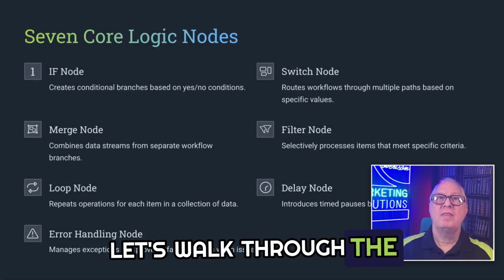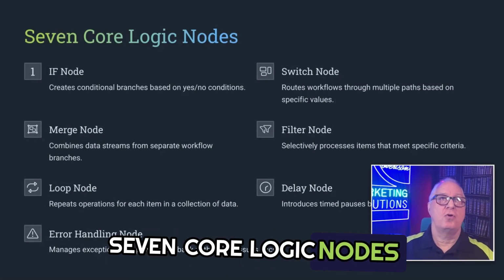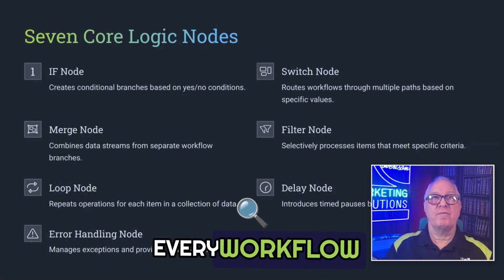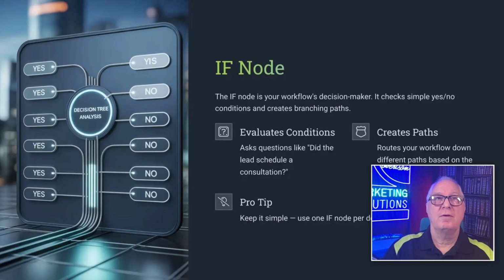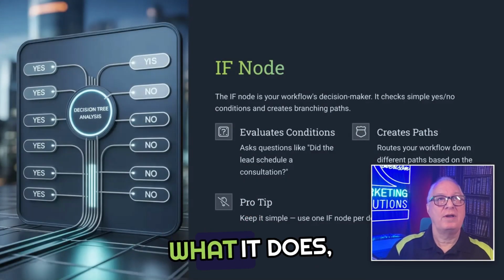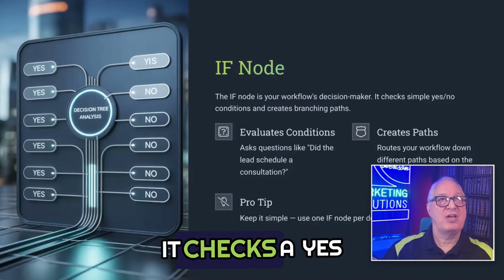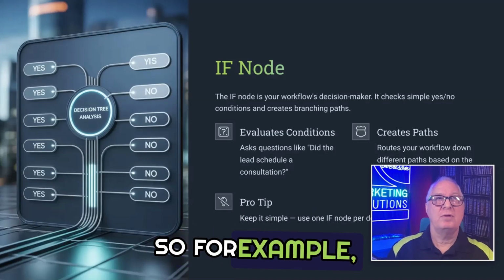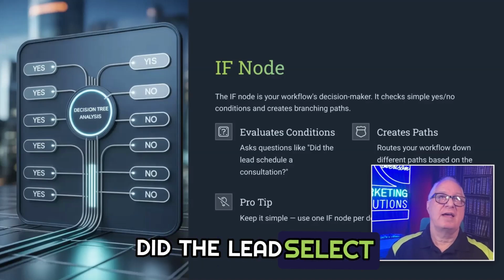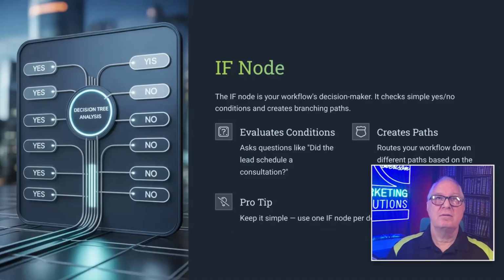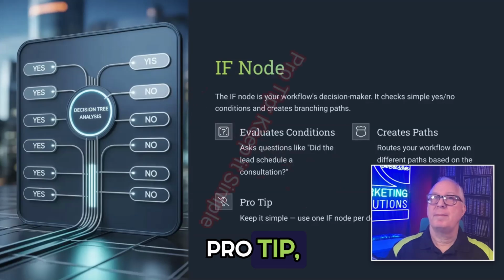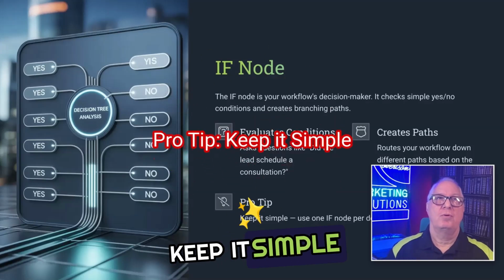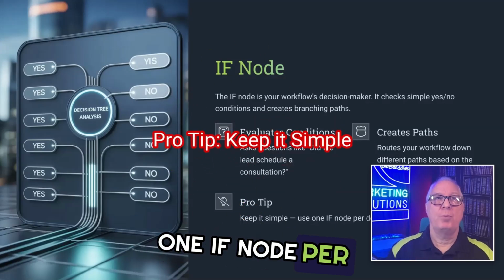Let's walk through the 7 core logic nodes you'll use in almost every workflow. First, we have the if node. What does it do? It checks a yes or no condition. So for example, did the lead select a schedule consultation? Pro tip, keep it simple. One if node per decision.